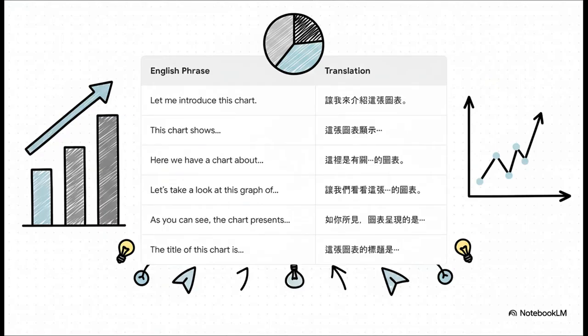Okay, so think of these as your building blocks. You could go formal and direct, with something like, "the title of this chart is," or you could be a bit more relaxed and say, "let's take a look at this graph of." It really just depends on who you're talking to. But the main thing is, all of these phrases get everyone on the same page and they do it fast.